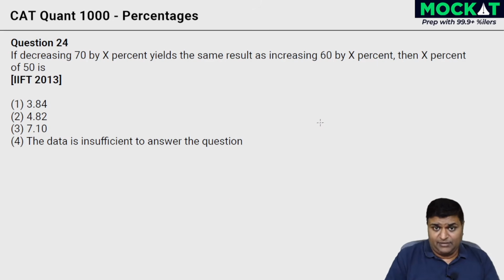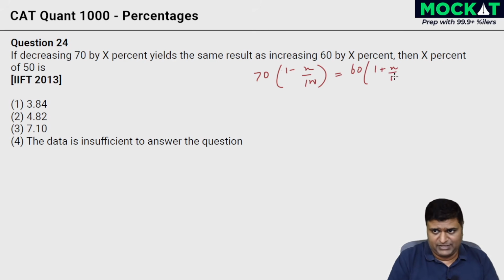If decreasing 70 by X% yields the same result as increasing 60 by X%, then X% of 50 is what? Now 70 over here, you've decreased it by x percent: 70 into 1 minus x by 100. We're getting the same answer after we increase 60 by x percent: 60 into 1 plus x by 100. Then x percent of 50 is what? I need to find x by 100 into 50. So I think I can cancel the 0 over here.